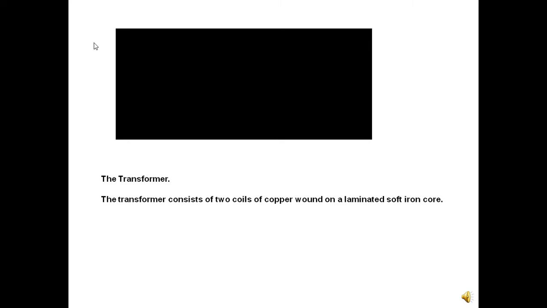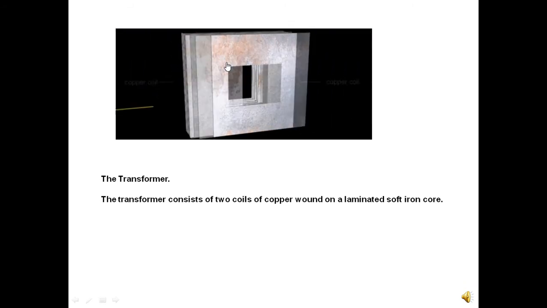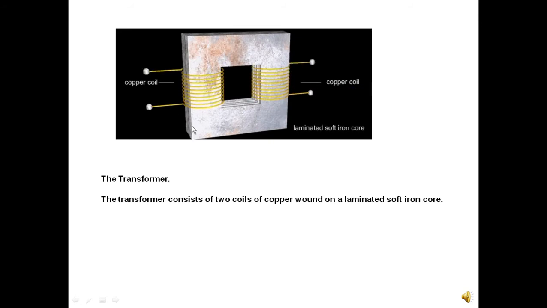So this is a presentation on the transformer, and the transformer is basically made up of three parts. You have your primary coil, you have your secondary coil, and you have your soft iron laminated core. You can see it's made out of sheets here.